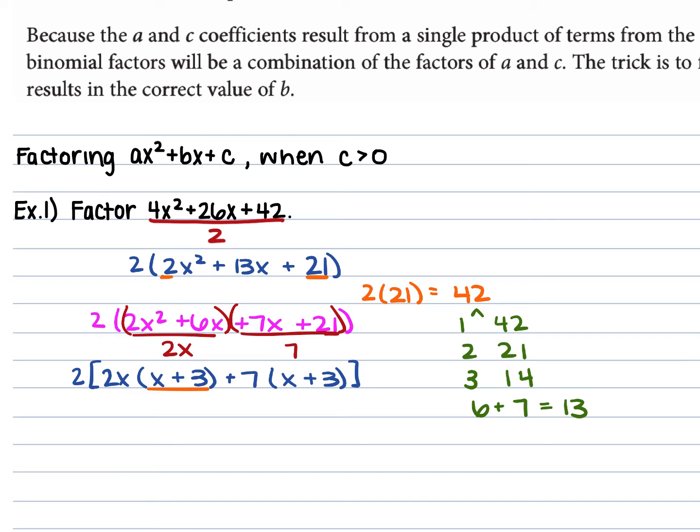From here, your 2 parentheses are identical to one another, so you form a set of parentheses with the x plus 3, only one time. Then you form another set of parentheses with what you factored out, so that 2x and that positive 7. So we have 2 times x plus 3 times 2x plus 7.